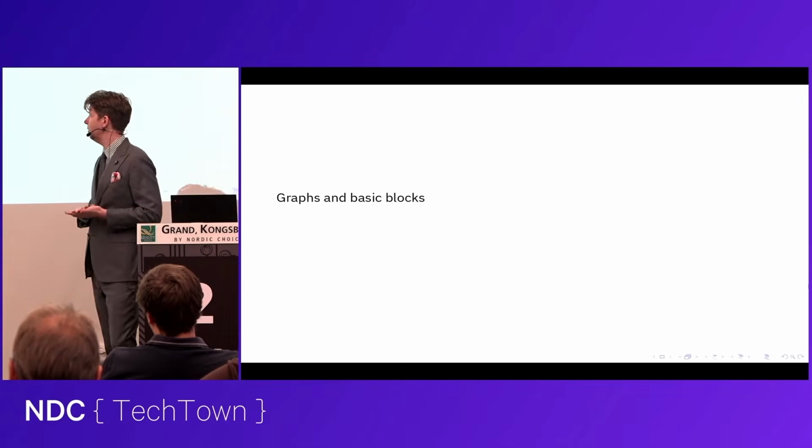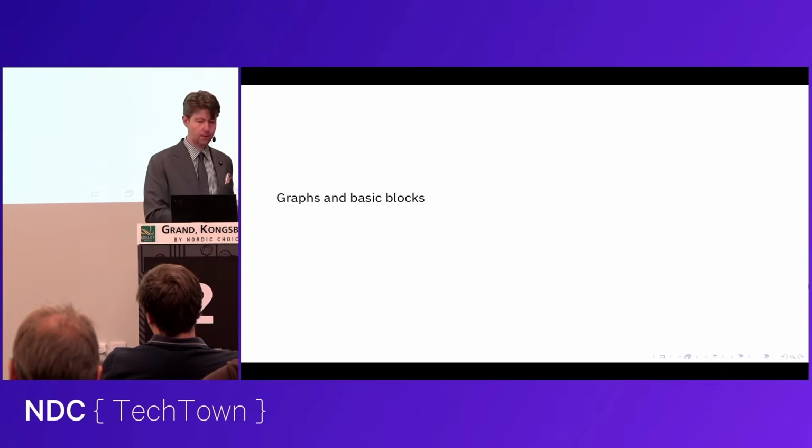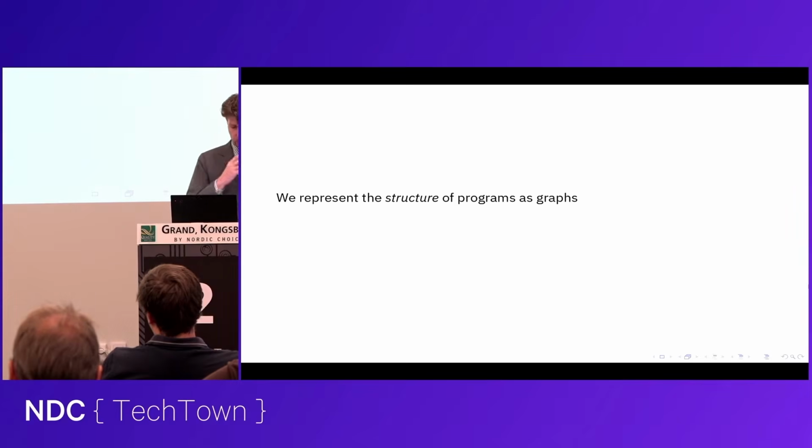So let's do a detour into graphs and basic blocks. We represent the structure of programs as graphs. And this is what happens inside the compiler. The compiler will construct a graph that corresponds to your program, to do a bunch of analysis and ideally optimization on it. It's a very powerful abstraction for the structural analysis.